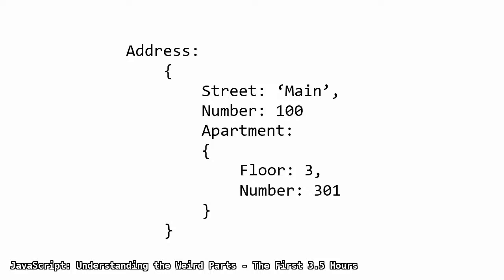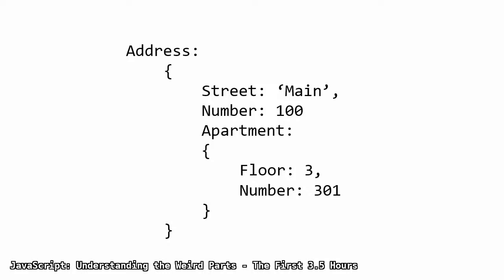Address is still the name, but the value is a collection. Street and main is a name-value pair. Number and 100 is a name-value pair. Apartment is a name, and its value is another list or collection of name-value pairs. Floor is the name, 3 is the value, number is the name, 301 is the value. That's an object in JavaScript.